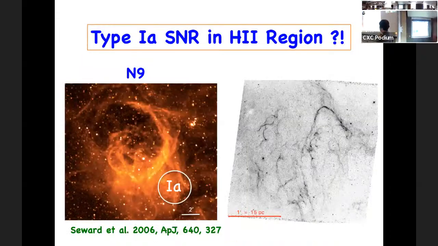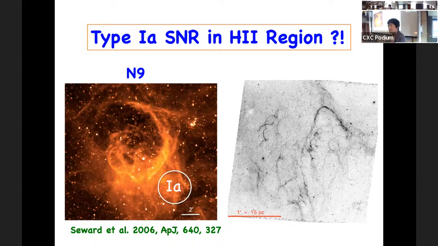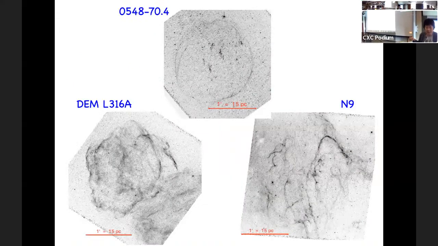This one is also crazy. Here's a superbubble, and there's a type 1A here. This is N9, and this is an HST image. You look at this, it's so different from the type 1A supernova remnants, the Balmer-dominated remnants you love. How do they compare to the Balmer-dominated remnants you love so dearly?